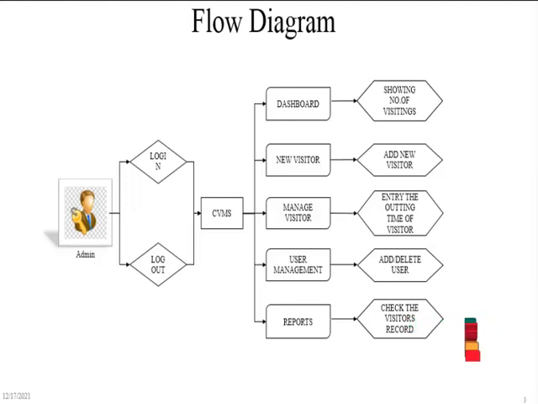In new visitors, the admin or user can add the new visitors based on the department and whom he wants to meet. And then in manage visitors, the admin or user can enter the outing time for the visitors. In user management, the admin can add and delete the sub-admin or user, and he can provide permissions to the sub-admin and user. And finally, in reports, we can check the visitor records between the dates.